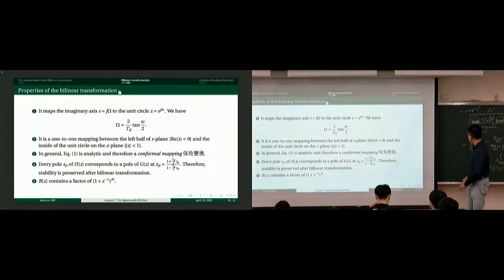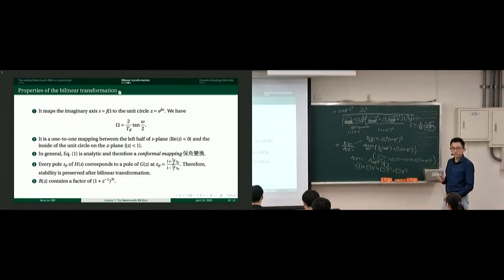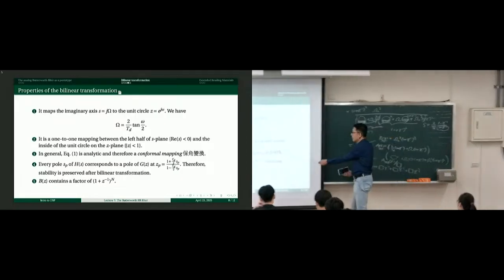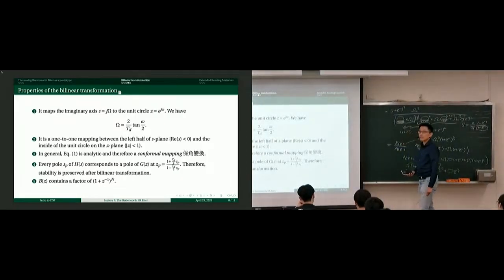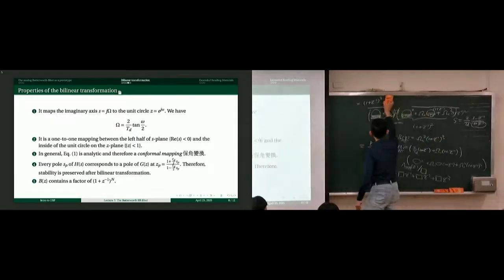Conformal mapping, have you learned that? Have you learned the concept of conformal mapping? Have you heard of it? Yes? No? Yeah. Conformal mapping in Chinese is 保角变换. It means that somehow the angle is preserved. Literally, 保角嘛，保持角度, the angle is preserved. In what sense?